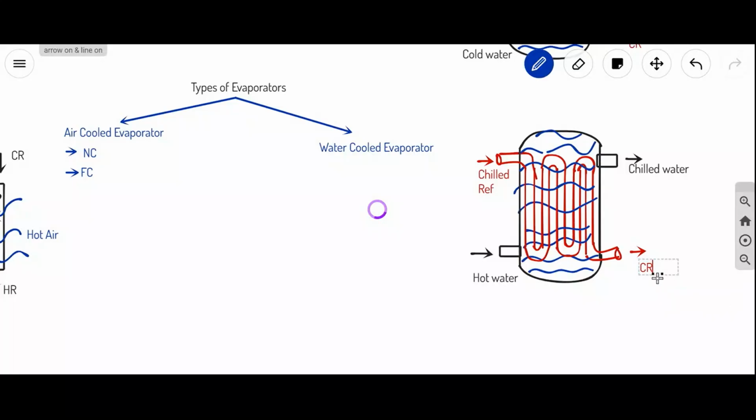And the refrigerant will be hot. So here refrigerant is cooling the water, so it is called a water cooled refrigerant. Water is cooled. So again here also shell and coil.